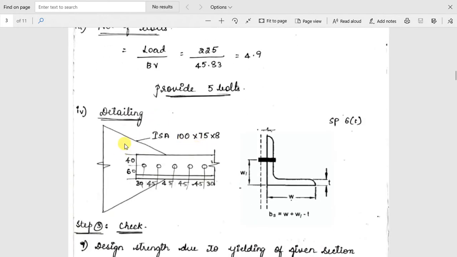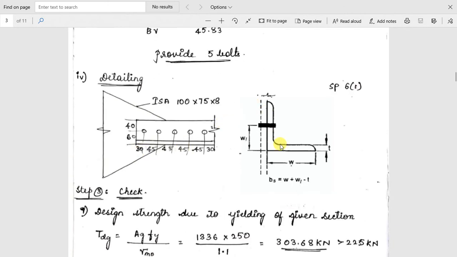So this is a gusset plate, you assume it as 12 mm thick, and this is the angle you have chosen based on the required area, that is 100, 75 and 8 mm. And the number of bolts to be provided is 5 with a pitch of 45, edge of 30. And these two values 60 and 40 are obtained from SP 6. I have explained it in the previous video how to get these two values. So from this bottom till center it is 60 and the remaining out of 100 is 40 at the top.